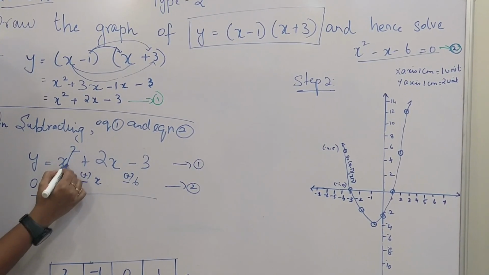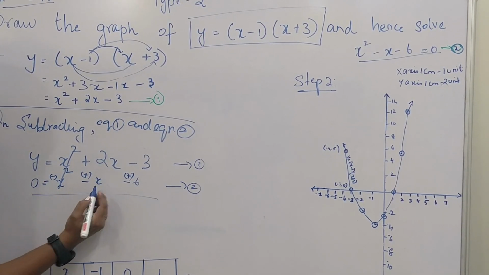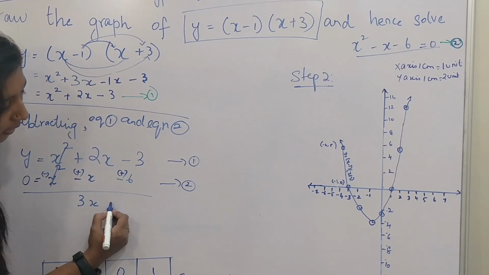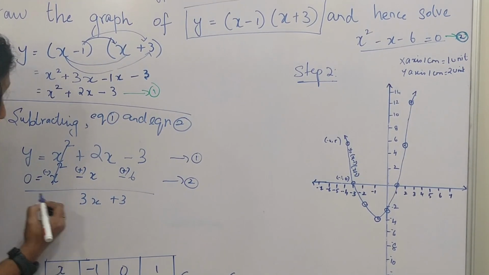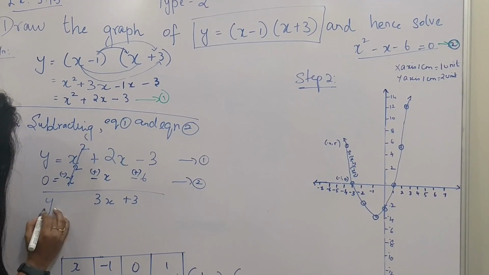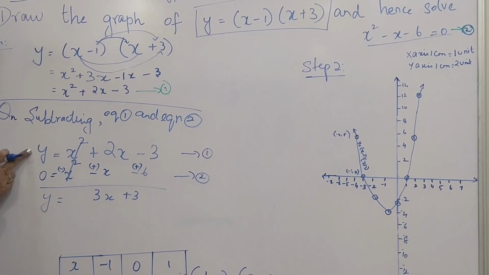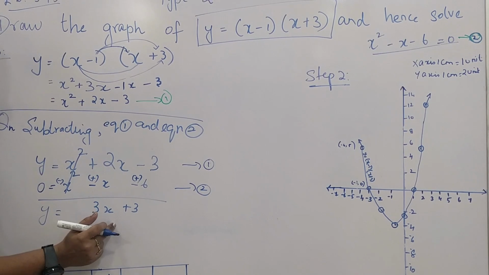So minus into minus, this will get cancelled. 2x plus x will become 3x. Minus 3 plus 6 becomes plus 3. And this is y. Any number from which 0 is subtracted, you get the same number. So y is equal to 3x plus 3.